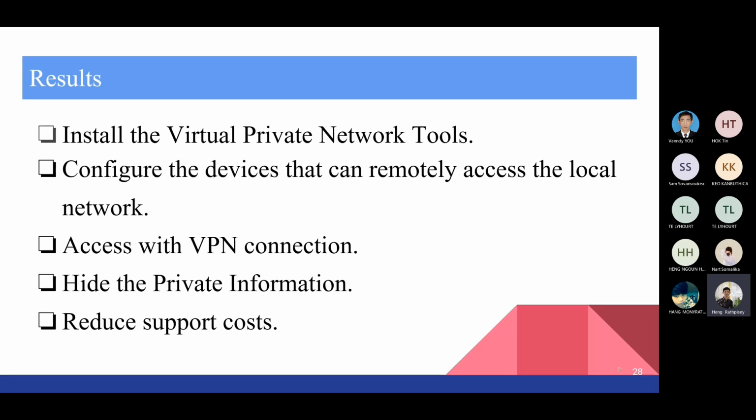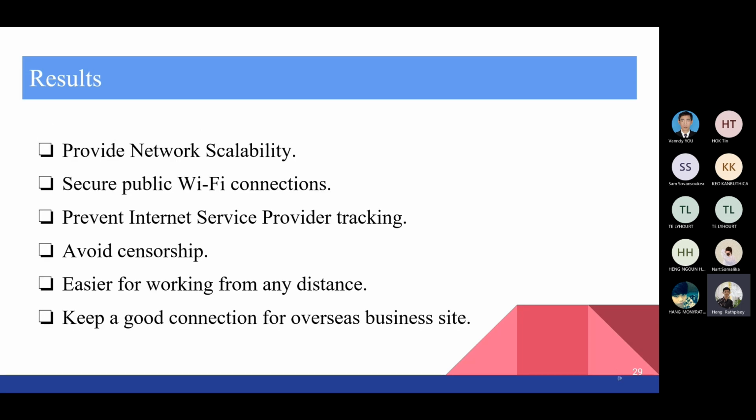I can remote access to the local network. We can access with the virtual private network connection, and all the information will be hidden and private. And we also can discuss the price of using some technology in this process. We can get network scalability, a secure public Wi-Fi connection to prevent the internet service provider tracking, avoid the censorship, and it's also easy for working from any distance. It also keeps a good connection for the overseas business side.